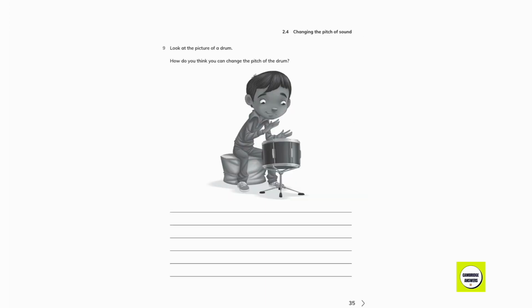Look at the picture of a drum. How do you think you can change the pitch of the drum? The drum has a skin stretched over the top. You can make the pitch higher by tightening the nuts around the outside of the drum. You can make the pitch lower by loosening the nuts.